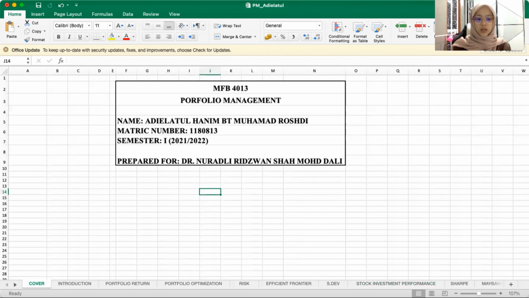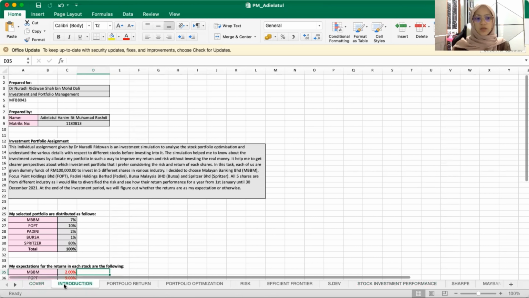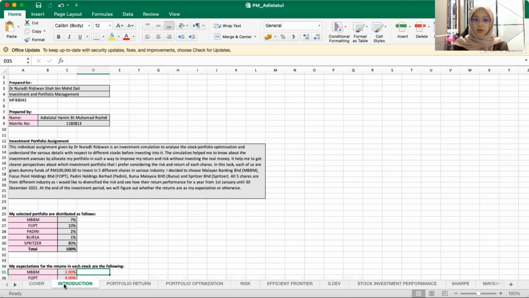So today I would like to present about investment portfolio assignment. Without further ado, let's move to our discussion. So let me explain a bit about this assignment. This assignment is an investment simulation to analyze the stock portfolio optimization and understand the various details with respect to different stocks before investing into it.